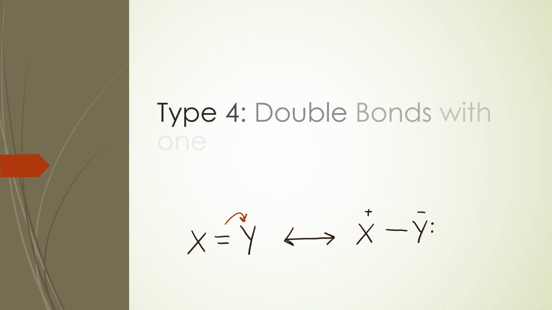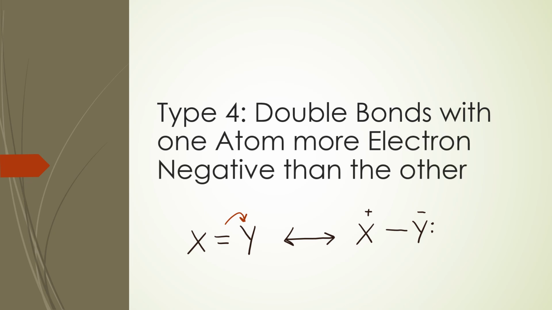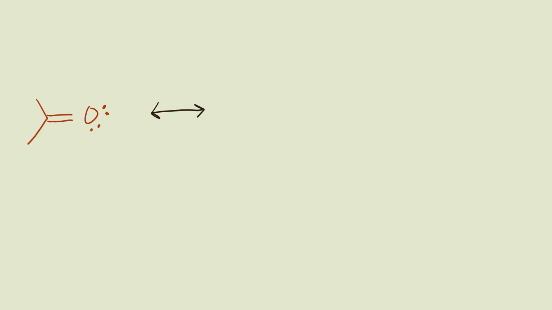The fourth and final type of resonance are double bonds with one atom more electronegative than the other. Let's look at this example. The carbon on the other end of this double bond is much less electronegative than the oxygen. So, a pair of electrons could go from this double bond to the oxygen to give us a structure like this.